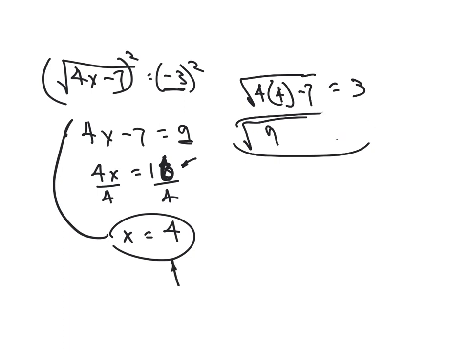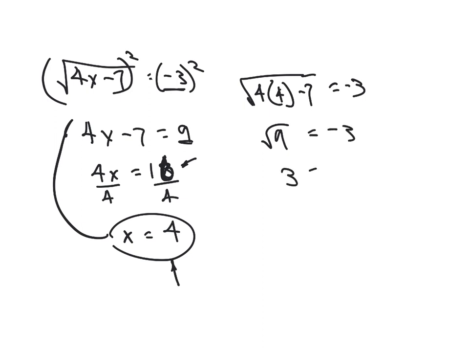But let's plug that in, and we notice that 4 times 4 is 16, minus 7 is the square root of 9, and that does not equal negative 3. The square root of 9 is 3. That does not equal negative 3. So that means 4 is the answer, but it's an extraneous root. And not only that, it's the only answer we get. So therefore, there is no answer that makes that correct.